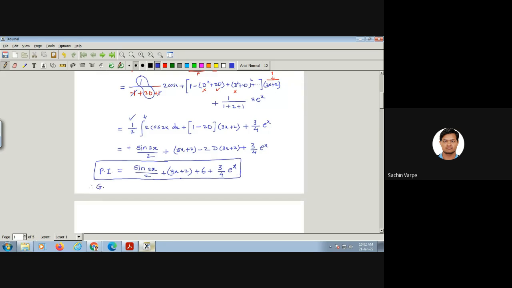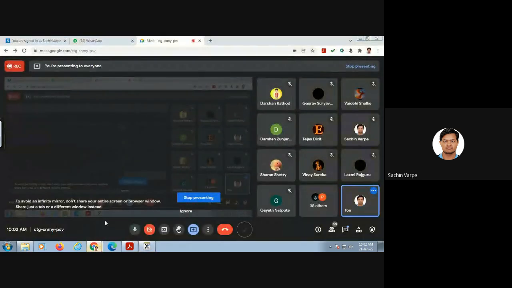Therefore, the general solution is y equal to CF plus PI. So you have to write CF here, that is c1x plus c2, or c1 plus c2x, e raised to minus x, plus this PI: sine 2x upon 2 plus 3x plus 2 plus 6 plus 3 by 4 e to the power x. Is this clear to everyone? Everyone has to reply in the chat box.